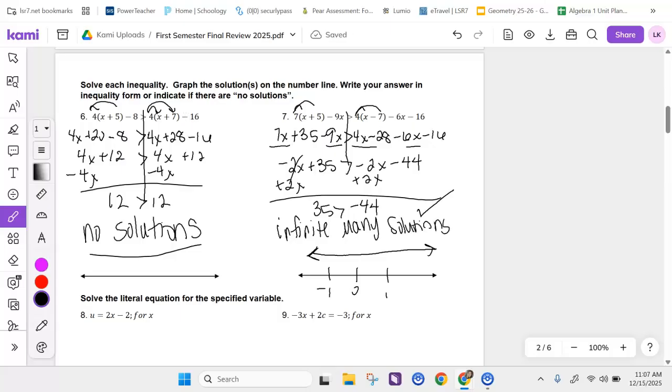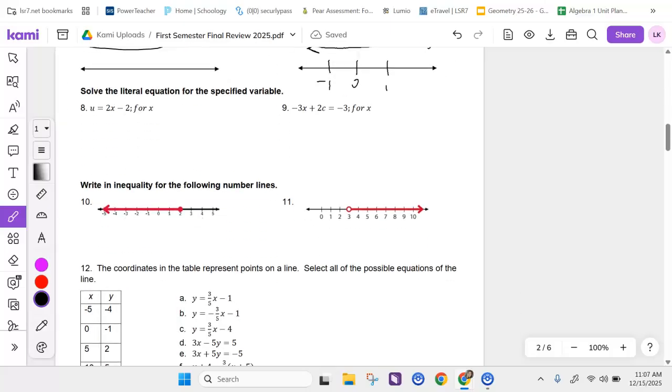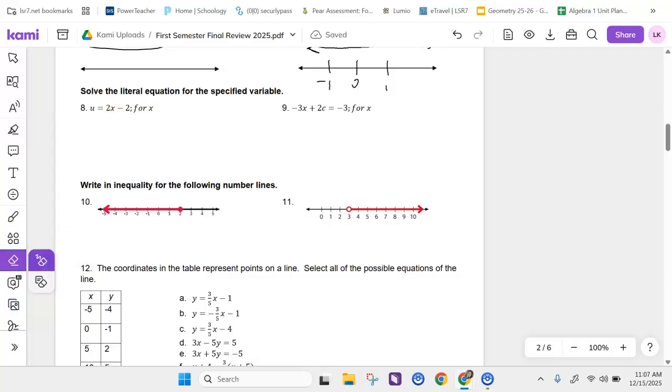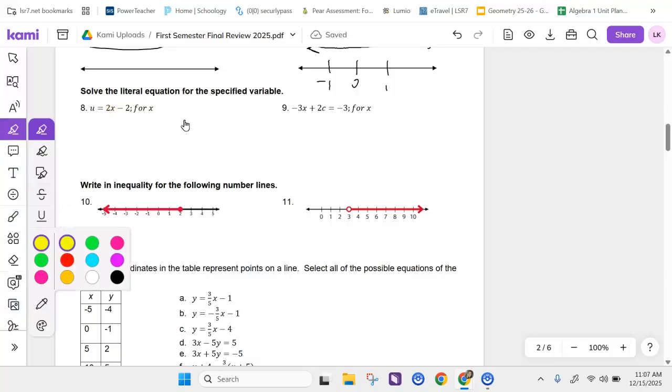All right, so literal equations: for solving for the specified variable, I always like to highlight or underline the variable I'm trying to solve for. So u equals 2x minus 2. I'm solving for x, which, try that again.